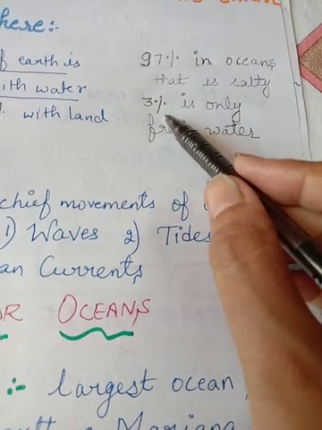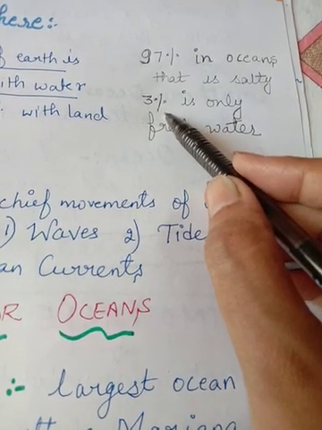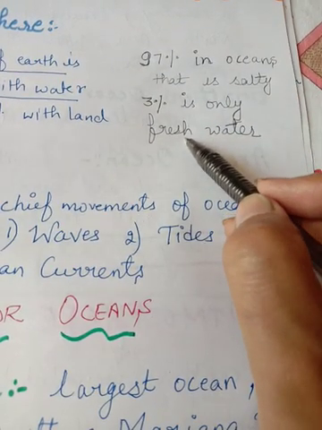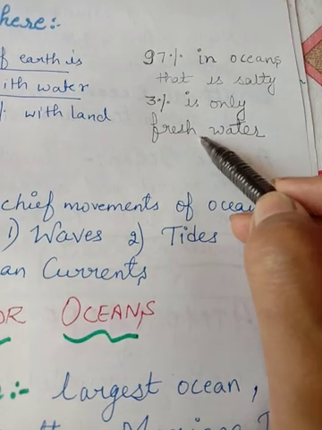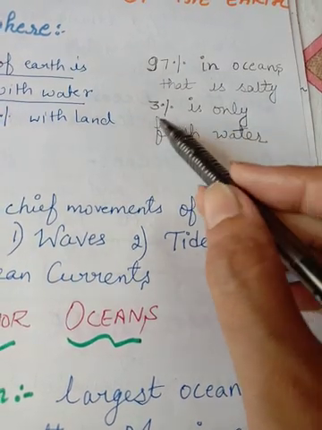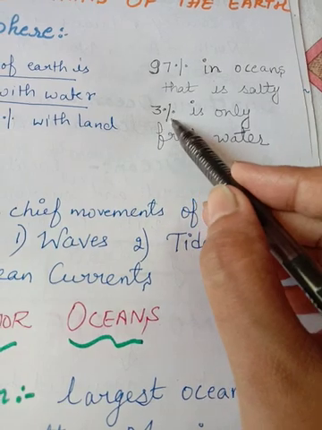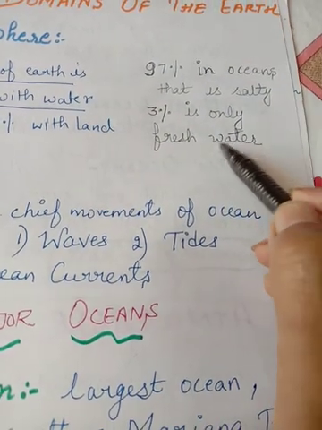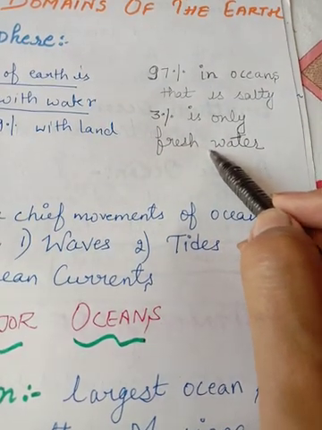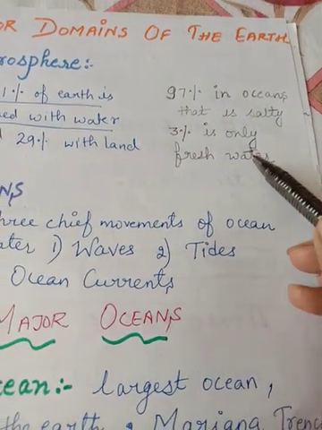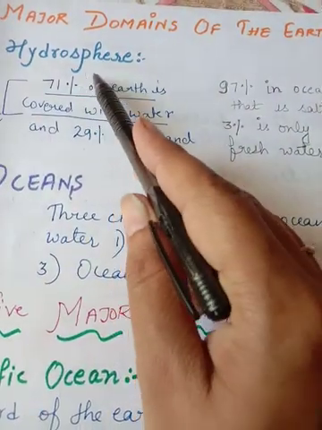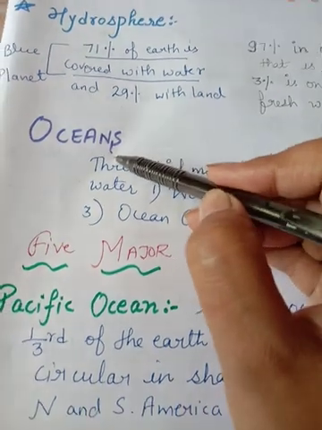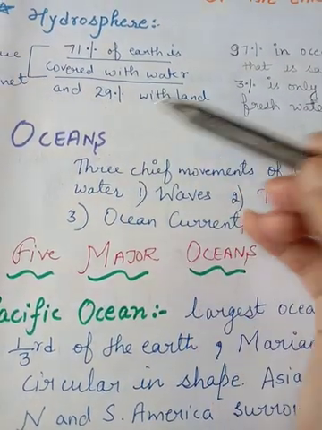Only 3% of the water is fresh water. From that 3%, only 0.03% fresh water we are using, that is the underground water and water in the form of rivers or lakes. Means from this 3%, a large proportion of the water is in the form of ice caps and glaciers. So a very little amount of fresh water we are able to use. Now the major part of the hydrosphere is the oceans. Oceans cover the main part of the hydrosphere.